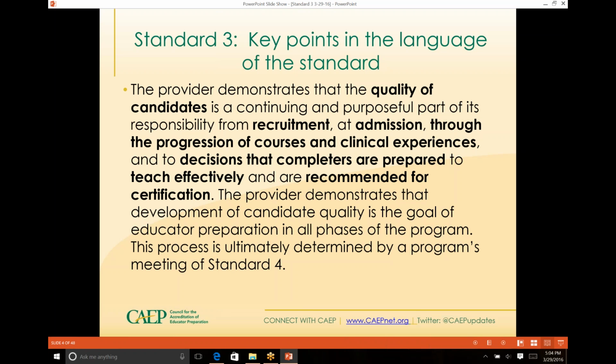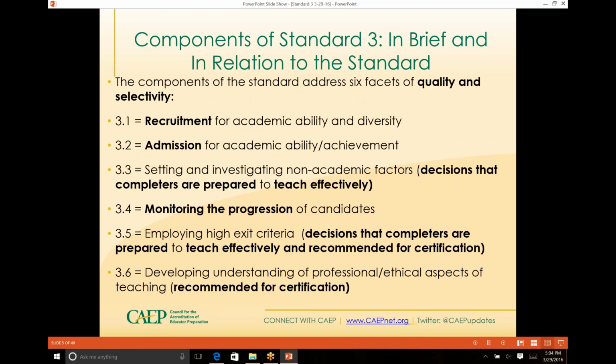As the standard says, ultimately, the quality of your candidates and their performance throughout your program is determined by the program's meeting Standard 4, which is all about the performance of your graduates once they're in service. In relation to quality and selectivity, there are 6 facets, and each one of those facets is one of the components underneath the standard itself. Recruitment: you should be recruiting for academic ability as well as diversity. We'll delve into each one of these components in turn.